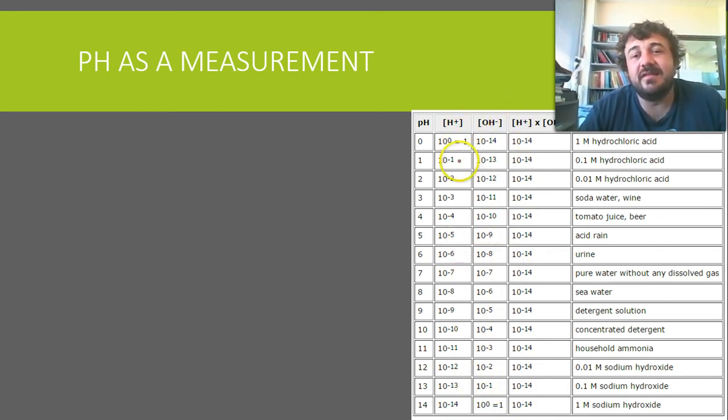Now, what you'll notice is this is a reciprocal scale. Okay, when we multiply them together, they always equal 10 to the minus 14. So it's always 10 to the minus 1 times 10 to the minus 13 gives us 10 to the minus 14 in every one. And here is pH 7. This is water. And you'll see that it has 10 to the minus 14, and it has an equal amount of hydronium ions or free hydrogen ions, and an equal amount of free hydroxide ions.